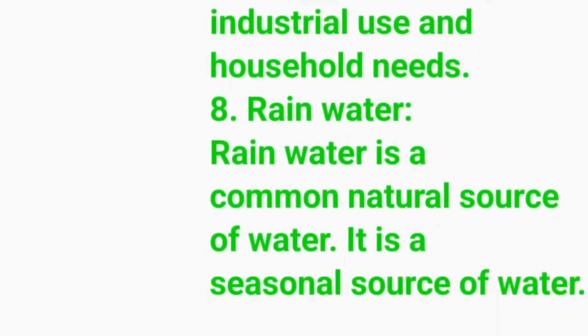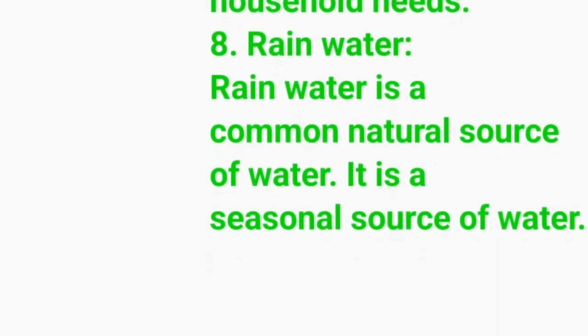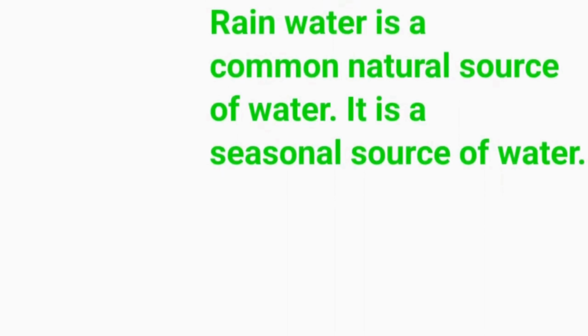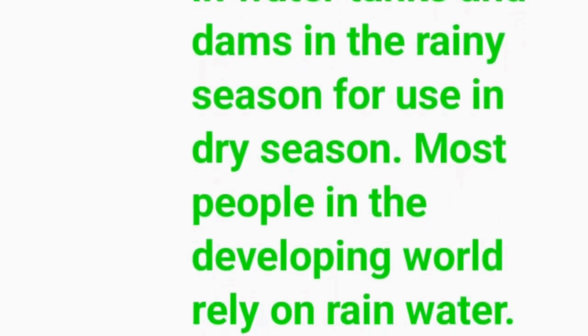8. Rainwater. Rainwater is a common natural source of water. It is a seasonal source of water. The rain is collected in water tanks and dams in the rainy season for use in the dry season. Most people in the developing world rely on rainwater. Rainwater is used for household needs, farming, replenishing ponds, and hydropower generation.